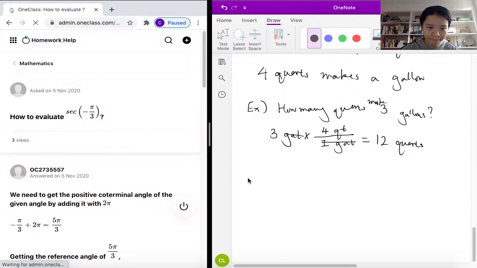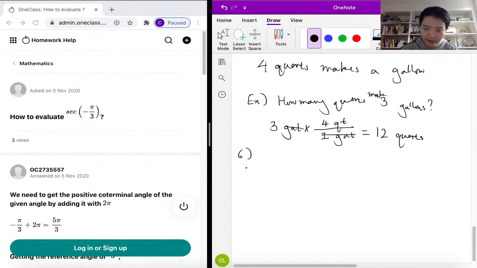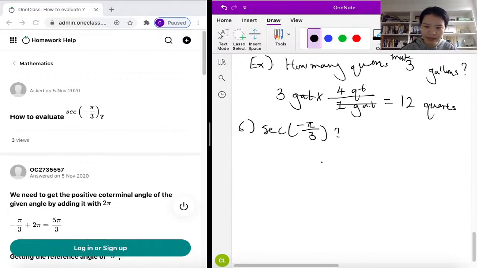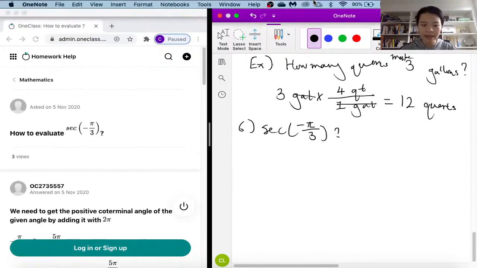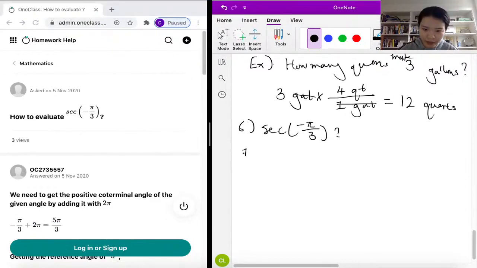Over here, our sixth problem is a trigonometry problem, and it's asking us to evaluate the expression secant negative pi over 3. There are a couple of ways of doing it, but the easiest way would be the following two methods. I'm just going to say method 1 and method 2. But first, we need to know what a secant is.